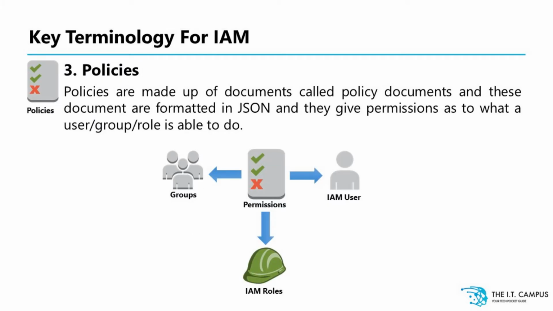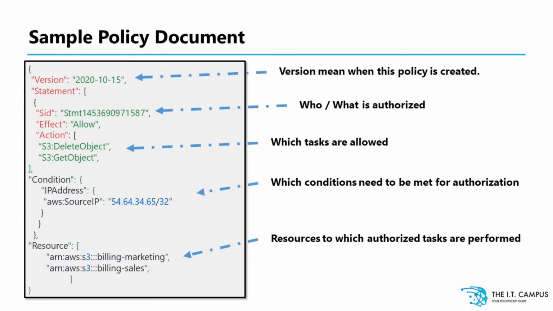Policies. Policies are made up of a document called a policy document, and these documents are formatted in JavaScript Object Notation, JSON, and they give permission as to what a user, a group, or a role is able to do. In this policy document, the first line is the version, meaning when this policy document is being created. The second line describes who and what is authorized. This could be a user or group or another AWS resource.